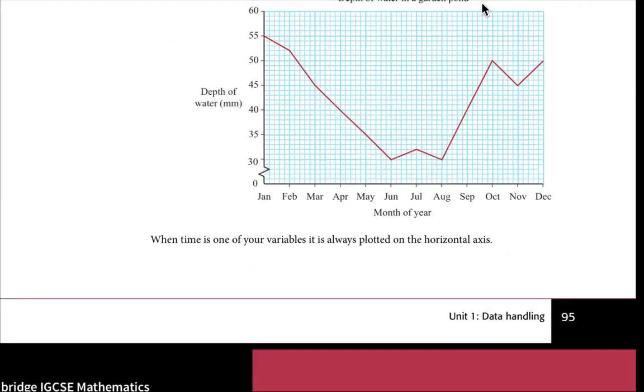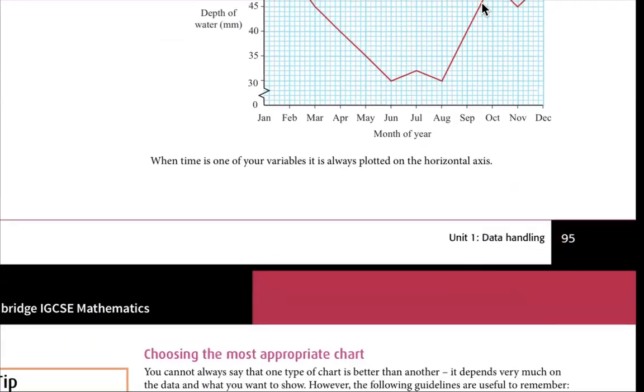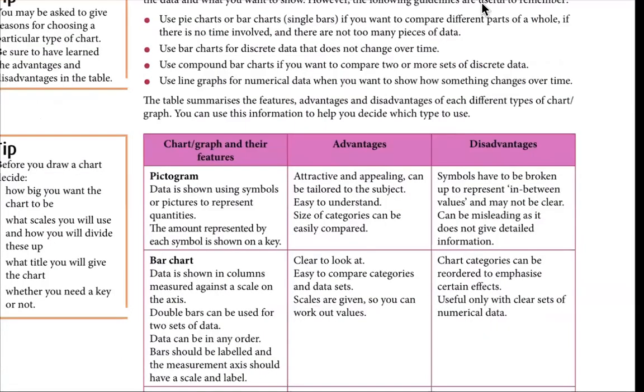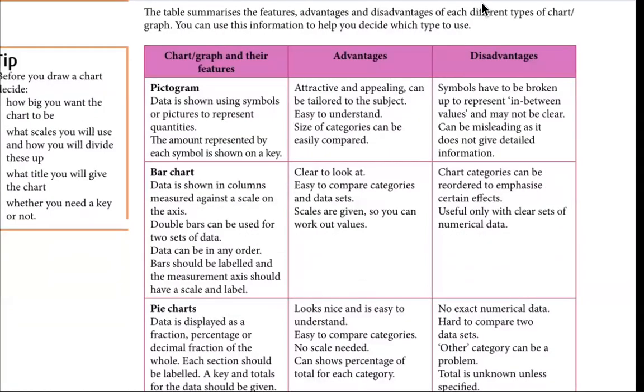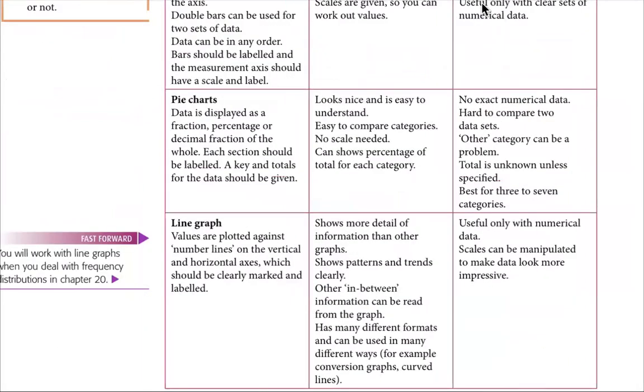So in this chapter, all you need to know is how to handle your data and pick which is the most appropriate chart to use to represent your data, so that your observers or your users or your spectators can understand with a glance, or well, with multiple glances. So you have a pictogram, you have your bar chart, you have a pie chart, you have a line graph to use so that you can represent your data.